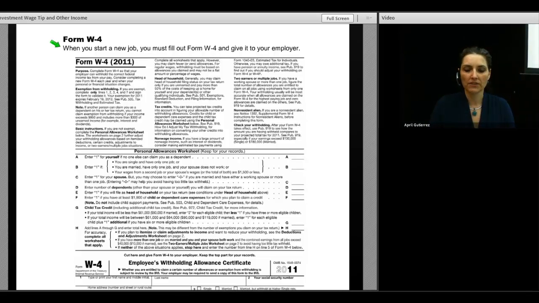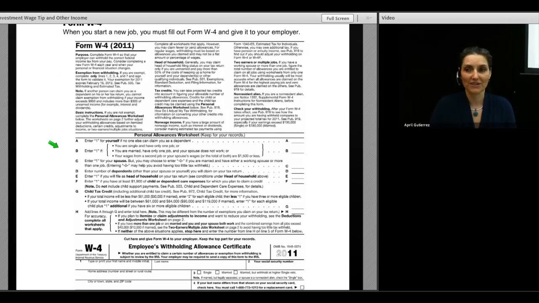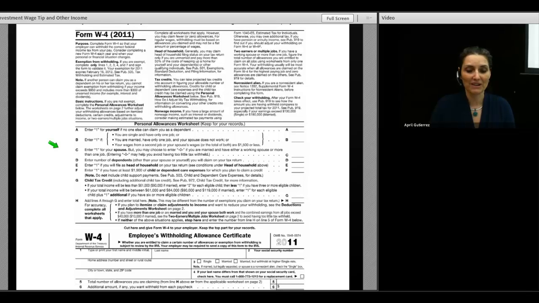W-4s are rather confusing. I think they're up to 4 pages long with multiple worksheets, and if you ever sit there and try to read them, and believe me, I have, you get more and more confused with every line that you read. It just makes much more sense to completely ignore the instructions and just know what you're doing. And how do you know what you're doing? Well, after doing this for 20 years, I've kind of figured it out. But here's the bottom line.